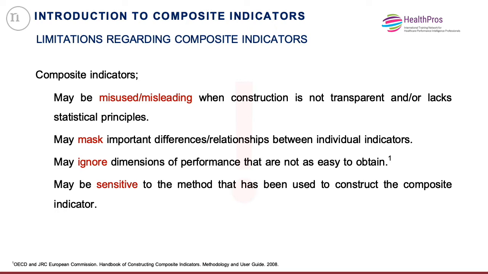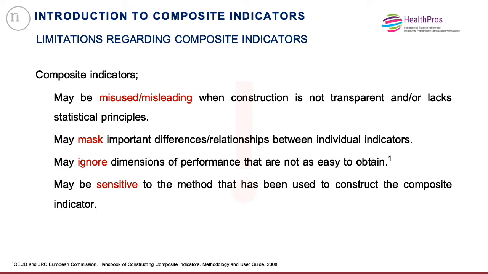However, there are also some limitations regarding composite indicators. Composite indicators may be misused, may be misleading when construction process is not transparent or lacks statistical principles. Composite indicators may mask important differences and relationships between individual indicators. They may ignore dimensions of performance that are not easy to obtain but still important to measure.